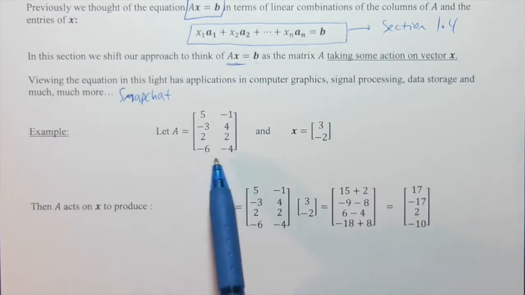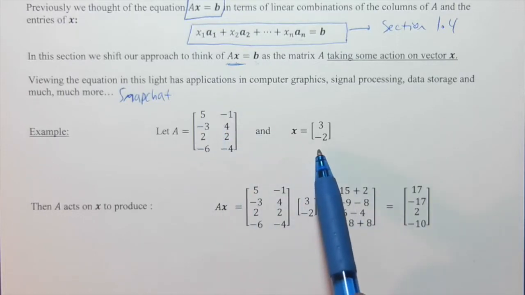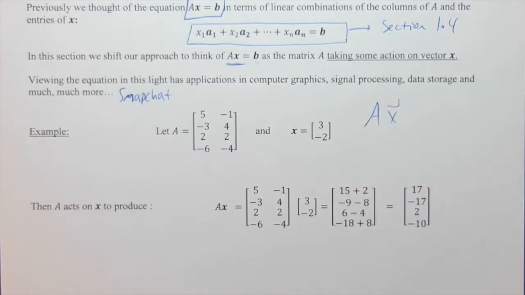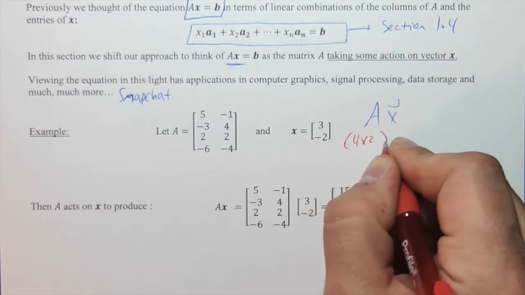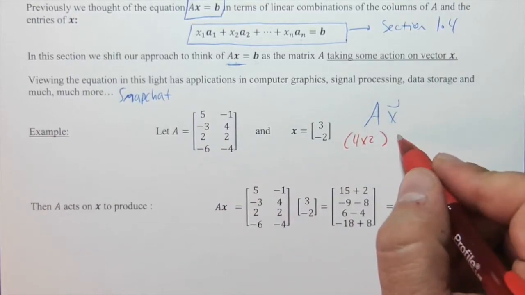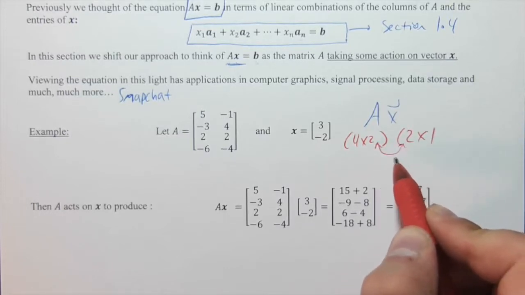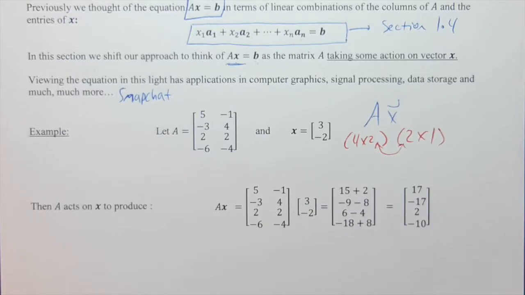Okay, so let's have this matrix A right here. It's a 4 by 2 matrix. We've got vector x right here. If we multiply A times x, as we've seen previously, we're allowed to do this because A is a 4 by 2 and x is a 2 by 1. These inner dimensions match up, and so we're allowed to multiply this matrix and this vector. So let's go ahead and do it. In this sense, we're not going to just multiply; we're going to think about A acting on x to produce this.